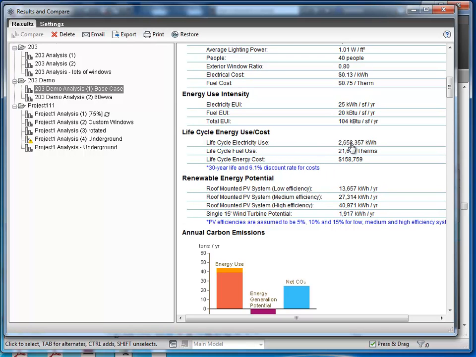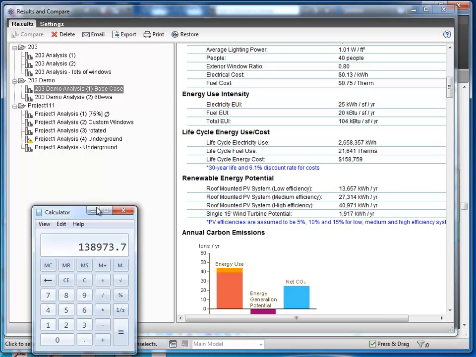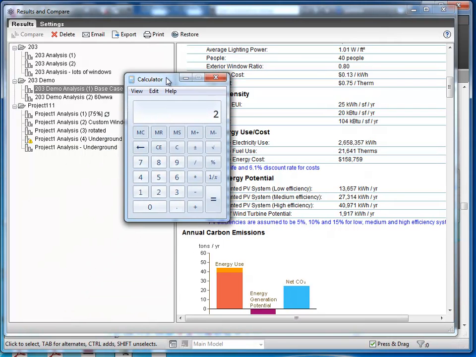I know my life cycle electricity use is shown here. Okay, 2,600,000 kilowatt hours. So let's just take that number, 2,658,357, and let's divide that by what to get an annual energy use? What number should I divide this by? 30, right. Great. So I'm using about 88,000 kilowatt hours per year.